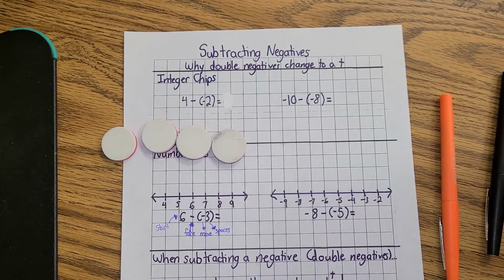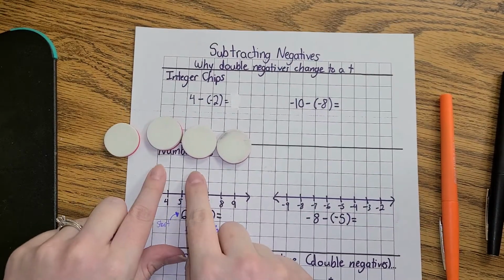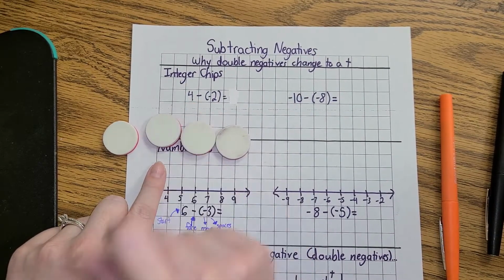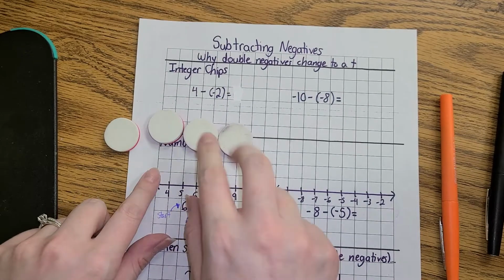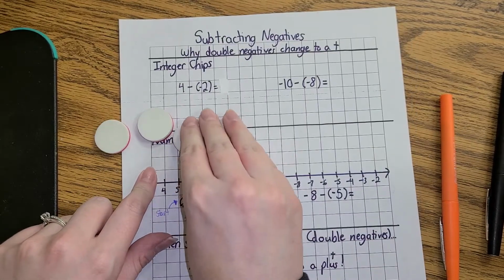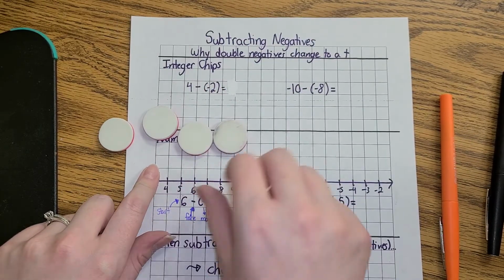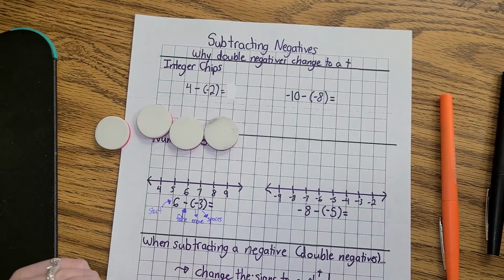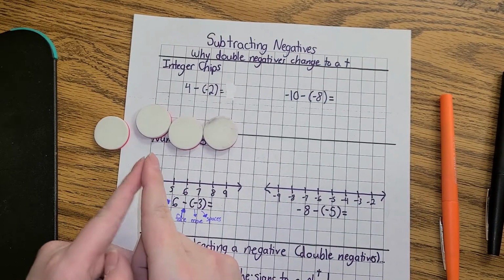But I have a problem. I don't have any negatives. I only have positives. That's like saying you have 4 bananas, take out 2 apples, okay? I can't just take 2 away from that. It's not minus +2. I need to add some negatives to this, but I need to add negatives in a way that won't change my value.